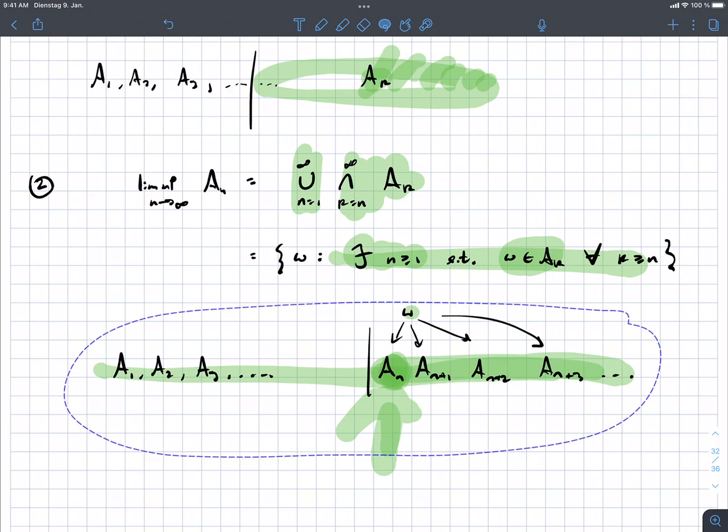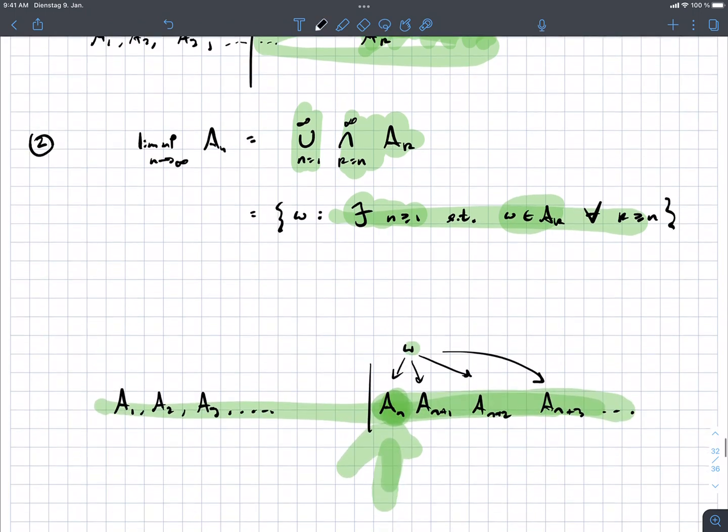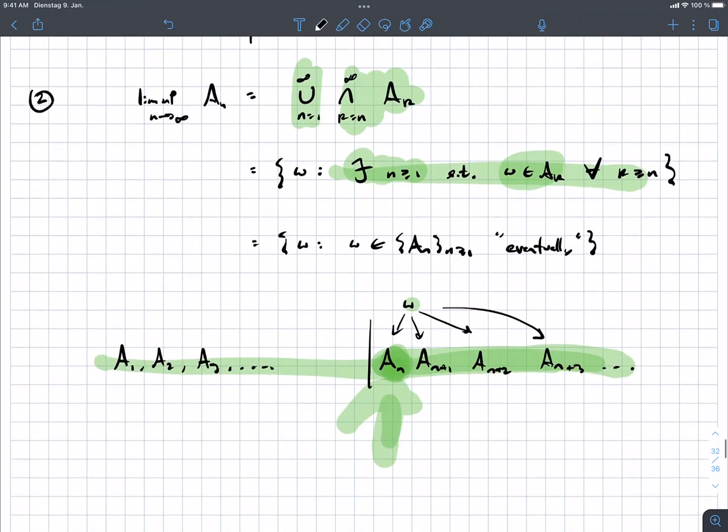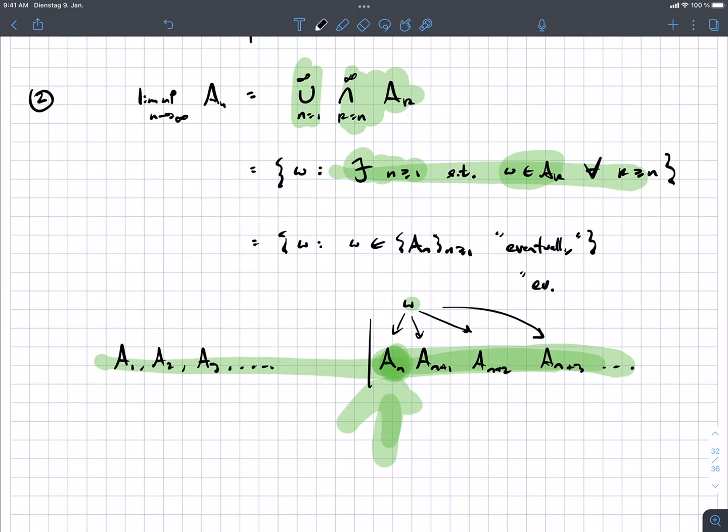And so we use the word eventually. So this is omega such that omega is in the sequence eventually. That's the word we've decided to use, and sometimes that's abbreviated EV.